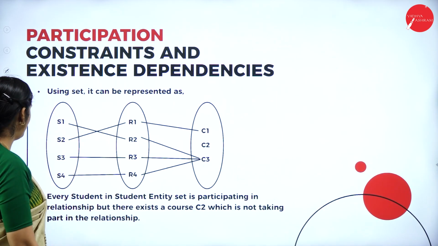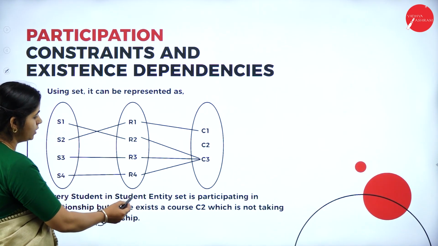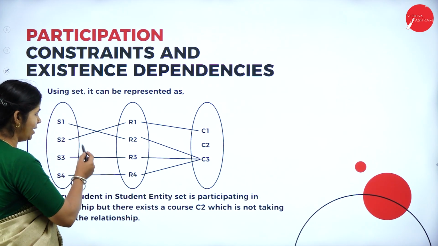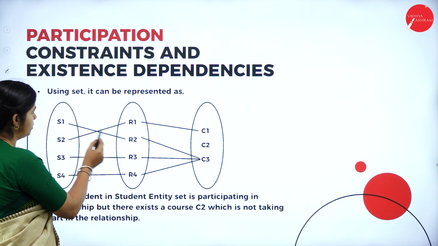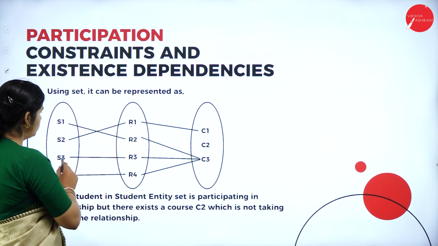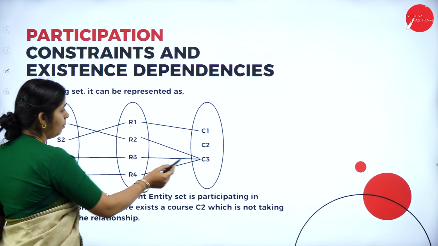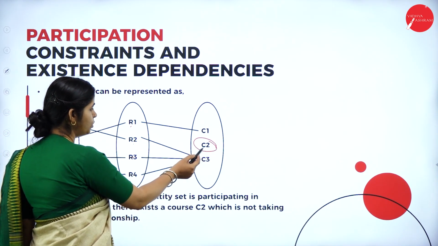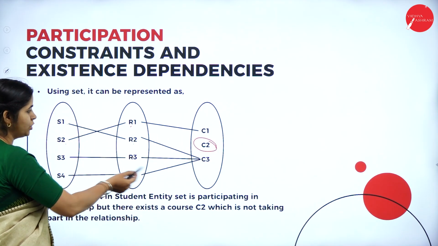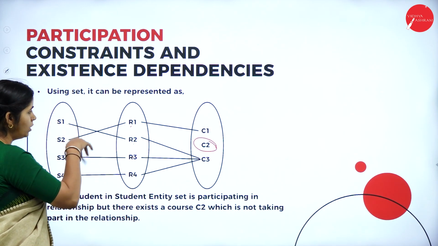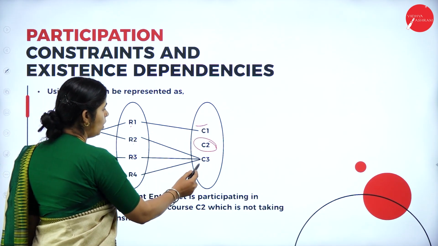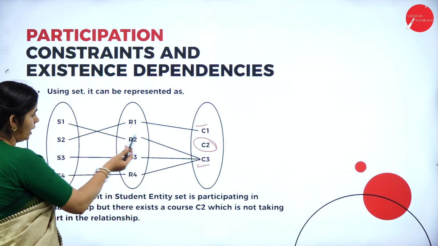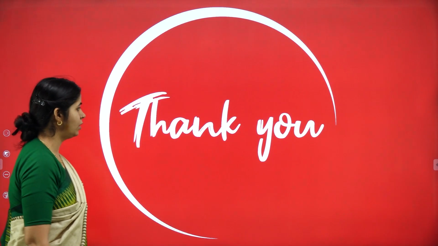How are these dependent? Every student in the student entity is participating in the enrollment relationship: student 1, student 2, student 3 and student 4. But here you can see C2, that is a course. Course 2 does not have any relationship with any student. All the students have opted for either course 1 or course 3. This is partial participation and this is total participation.